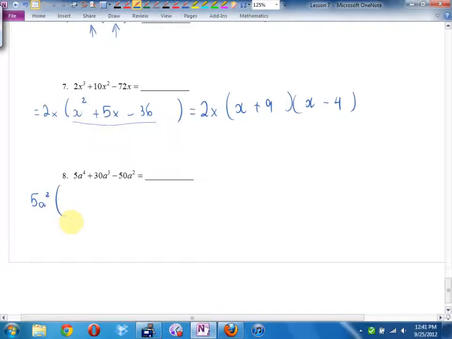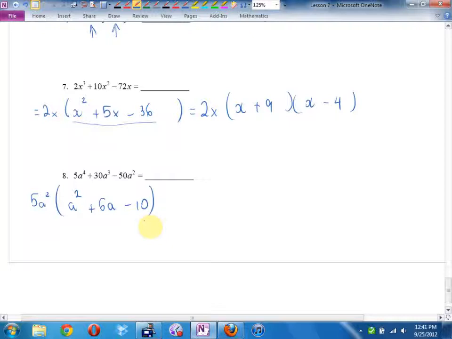And that's going to leave me with another a squared, a plus, a 6a, a minus 10, close bracket. Mr. Dewick, did I make a mistake? I did. I was hoping to make this factor further, and it doesn't.